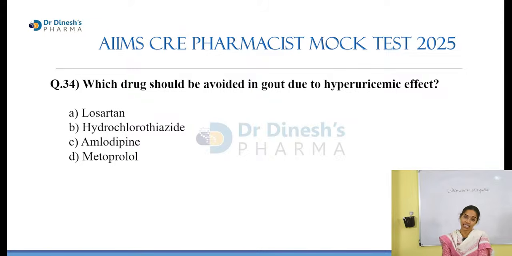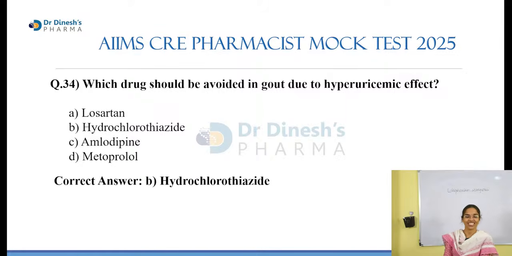Again, the question is related to antihypertensives. Antihypertensives is a very vast topic. It is very common for us to get 1 or 2 questions out of antihypertensive drugs. And the right answer will be hydrochlorothiazide. Yes, thiazide diuretics are avoided in gout due to this hyperuricemia effect. All the remaining do not show any kind of effect.